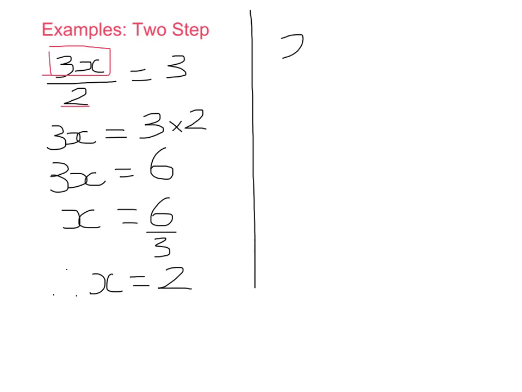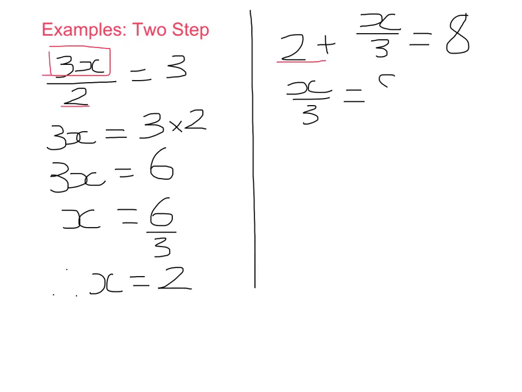Let's try 2 plus x on 3 forms a product of 8. So, first thing we do is we mess around with the 2 because that's the thing furthest away from our pronumeral. So, x divided by 3 equals 8 minus 2. Why 8 minus 2? This 2 here is a positive number.